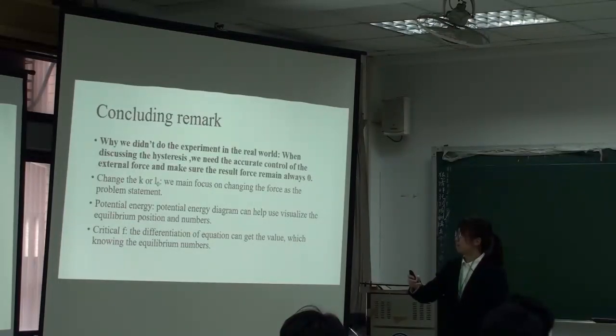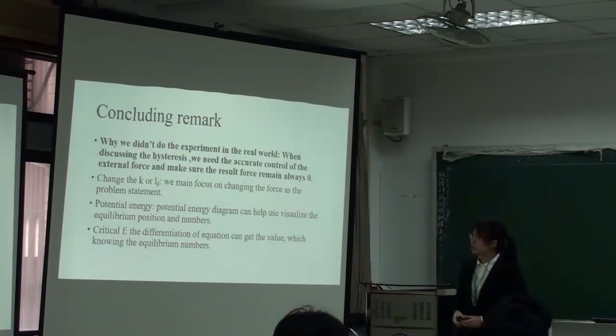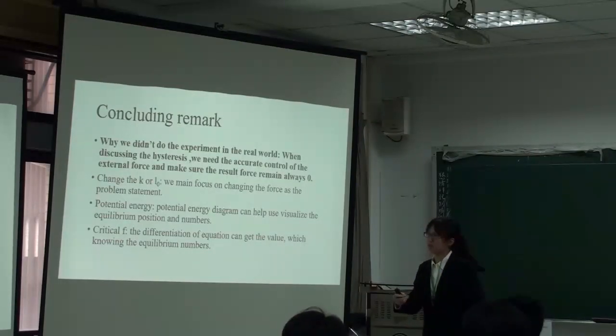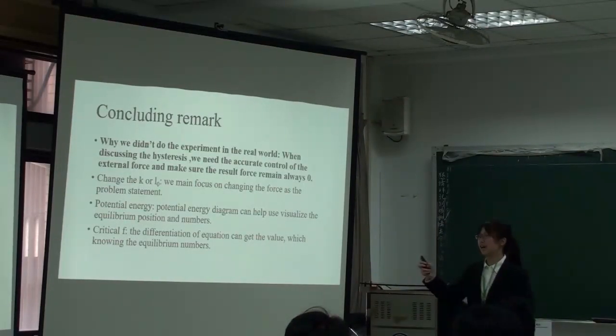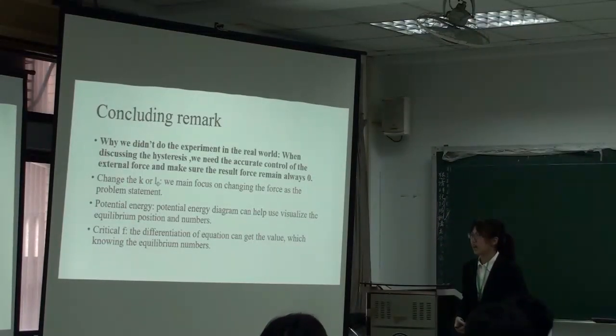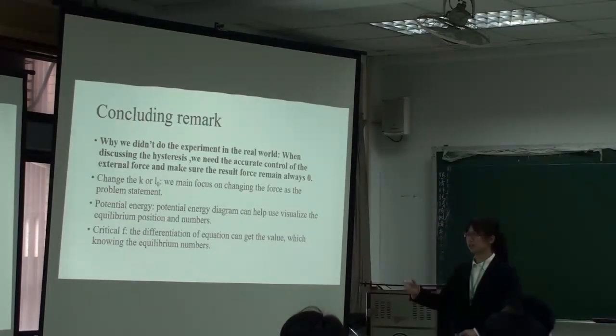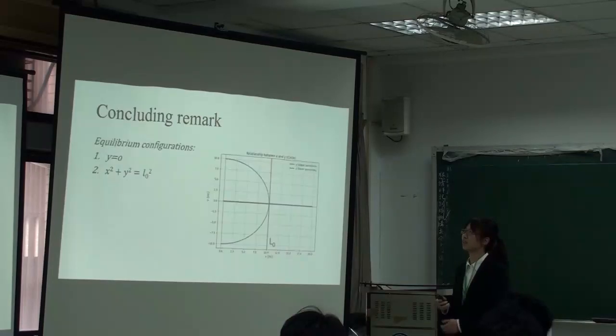And also the opponent asked about changing K or L0. But our main focus is changing the force, as in the problem statement. And they also asked about potential energy. The potential energy diagram can help us visualize the equilibrium positions and numbers. And for the critical F, the differentiation of the equation can give the value, so with knowing the equilibrium numbers.